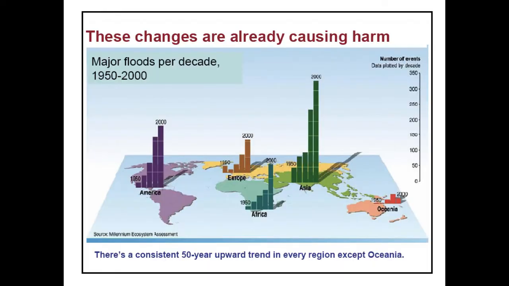We know that these changes are already causing harm in Louisiana and Texas, especially if you're from Houston. You know how problematic flooding can be and how much of an economic and personal cost flooding can cause. And so this shows the number of major floods per decade, and they've been increasing everywhere. You can see in the Americas, they've increased a lot. In Asia, they've really increased a lot. But we see the same thing in Africa and Europe as well.